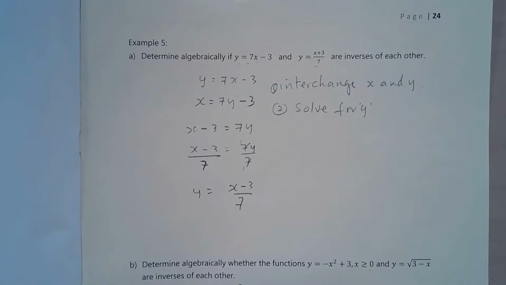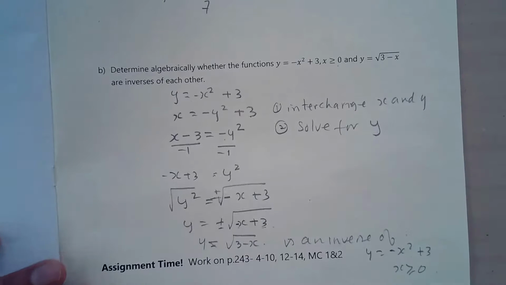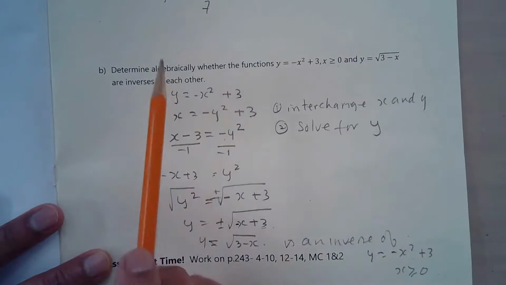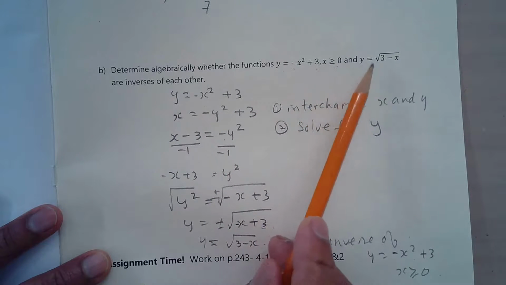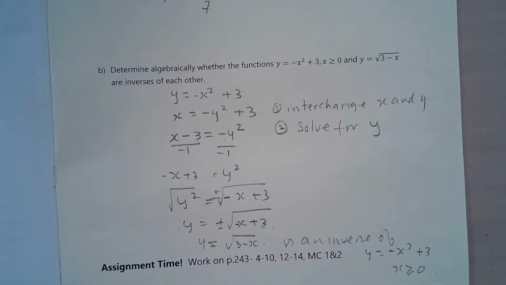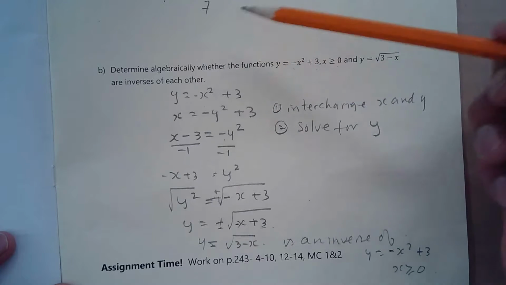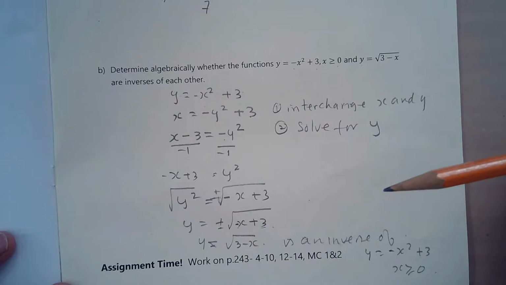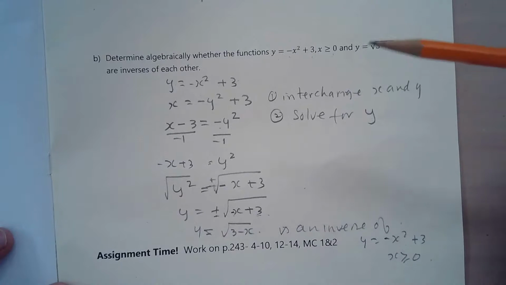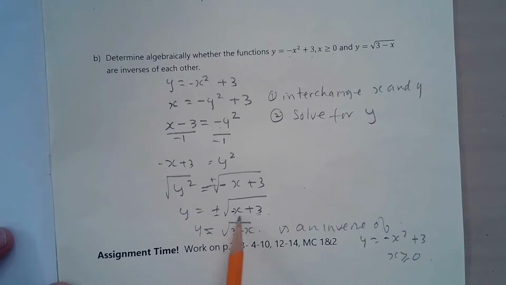The final one, because of time, I'll show you the exact work done. So here we have determined algebraically whether the function y equals x squared minus 3, x greater than or equal to 0, and y equals square root of 3 minus x are inverses of each other. So it's the same process as before, except now we are looking at a restriction. So here we have y equal to x squared minus 3, and I switch the x into y. By switching the x and the y, I solve for y. So y is equal to plus or minus square root of x plus 3.